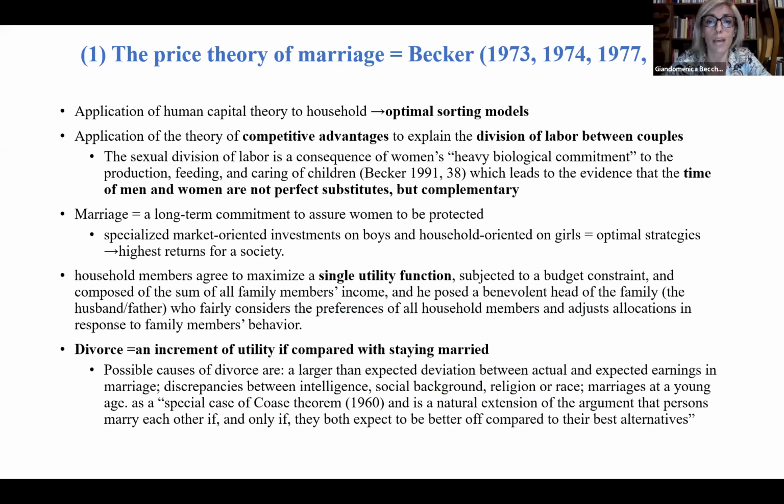So let's try to describe briefly the roots of the neoclassical economics way of dealing with the theory of marriage. And of course, we have to start with Becker's work, who dealt with the economics of marriage in several writings published during the 70s, and then in his broader treatise on the family, published in 1982. So I'm almost taking for granted that everybody knows what I'm talking about. According to Becker, the division of labor between partners within the household is a consequence of the human capital theory, which usually leads to an optimal sorting model.